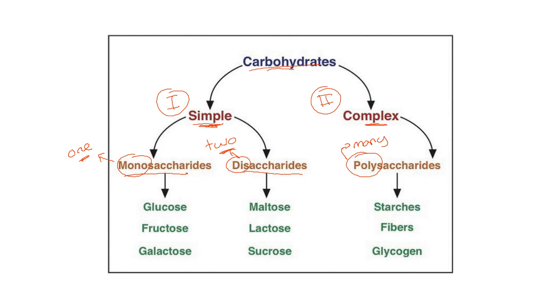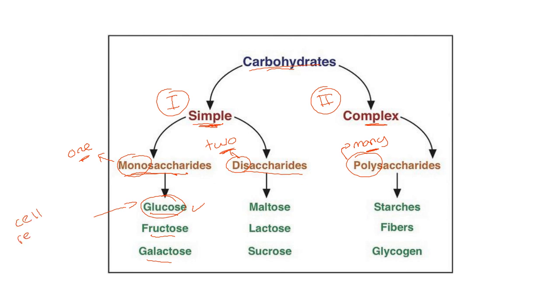What are our main monosaccharides? Our main monosaccharides are going to be glucose, fructose, and galactose. And this is very important. Remember this one, glucose. We'll talk about glucose over and over and over because glucose is one of the main ingredients in cell respiration.